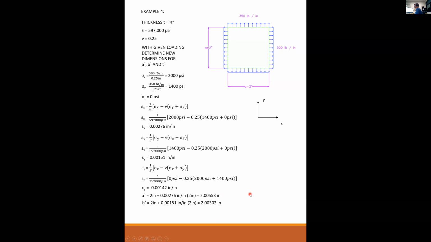Good observation. A prime is 2.0302. B prime is 2.00553 inches. But I think most interestingly, the new thickness T is 1/4 inch minus 0.00142 inch per inch times 1/4 inch. So in the thickness direction, we are now 0.24965 inches. And that is entirely due to Poisson's effect.